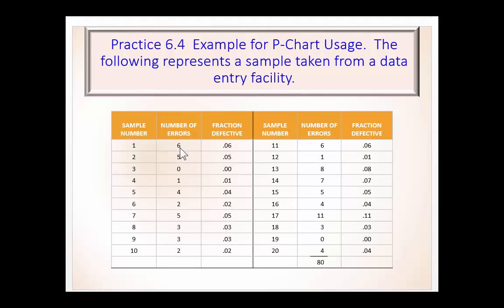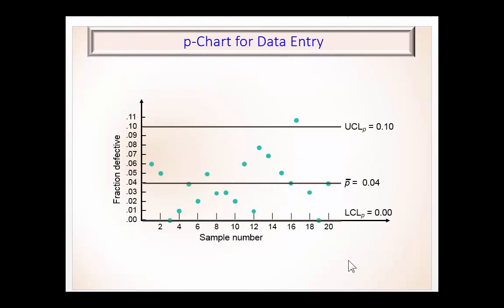So this is not 6 errors out of 6, it is 6 out of 100, or 6% defective units. So we sum up our defective units and we get this 80. Now, another thing we can do is look at this graphically. You'll notice here I've got the upper and the lower control limits.